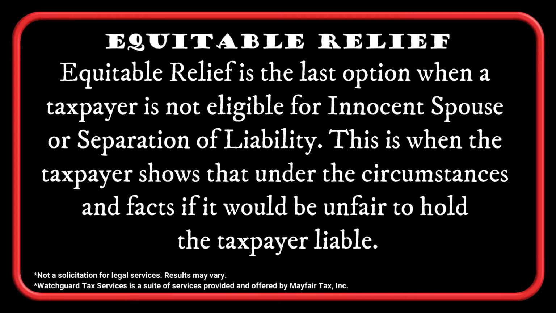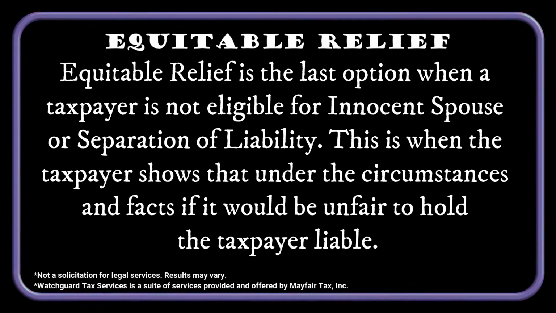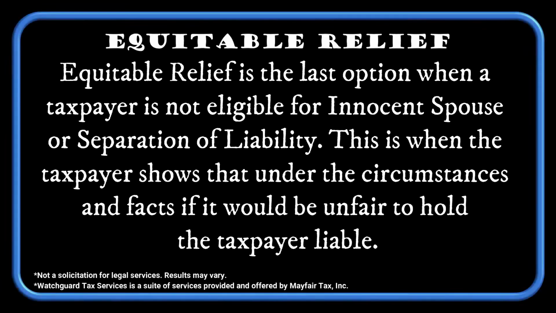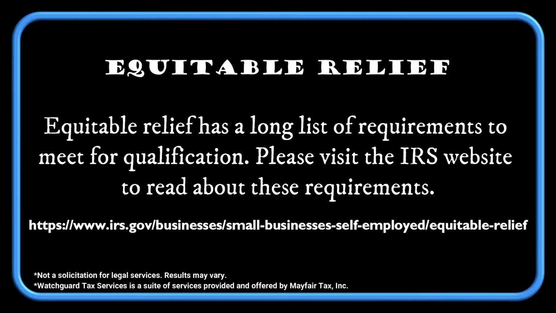Next up is equitable relief. Now, equitable relief is the last option when a taxpayer is not eligible for innocent spouse or separation of liability. This is when the taxpayer shows that under the circumstances and facts, it would be unfair to hold the taxpayer liable. Equitable relief has a long list of requirements to meet for qualifications. Here's another website to look at to see and read about these requirements.